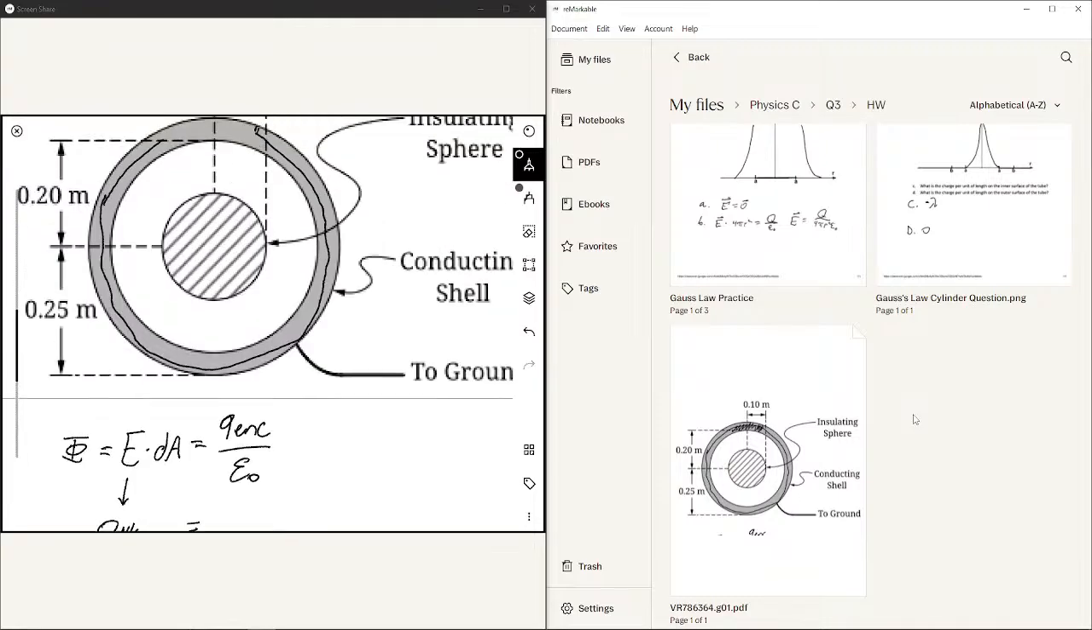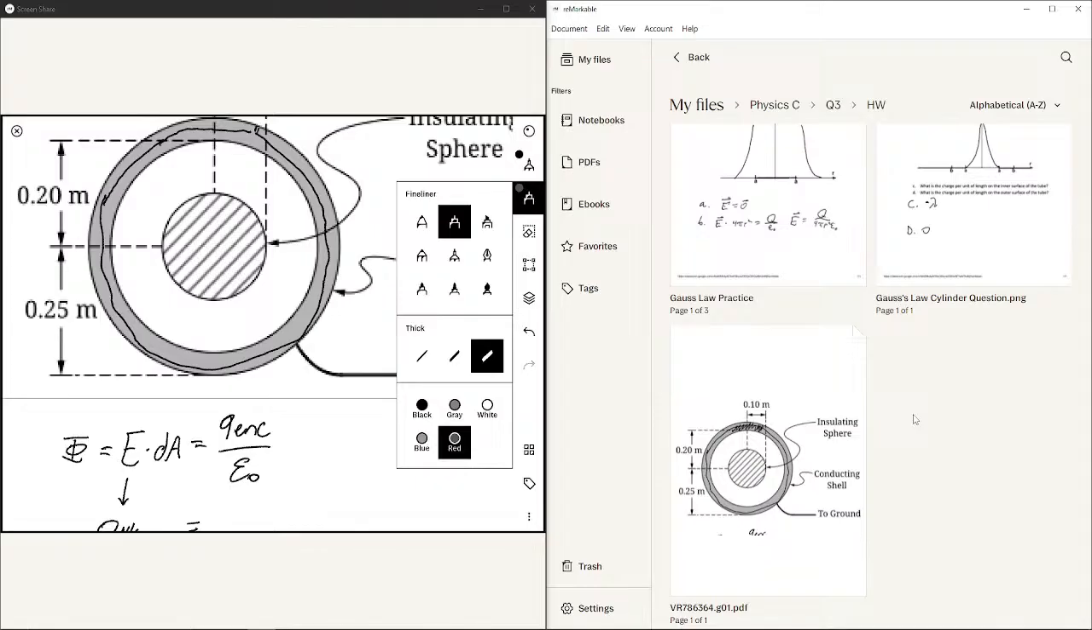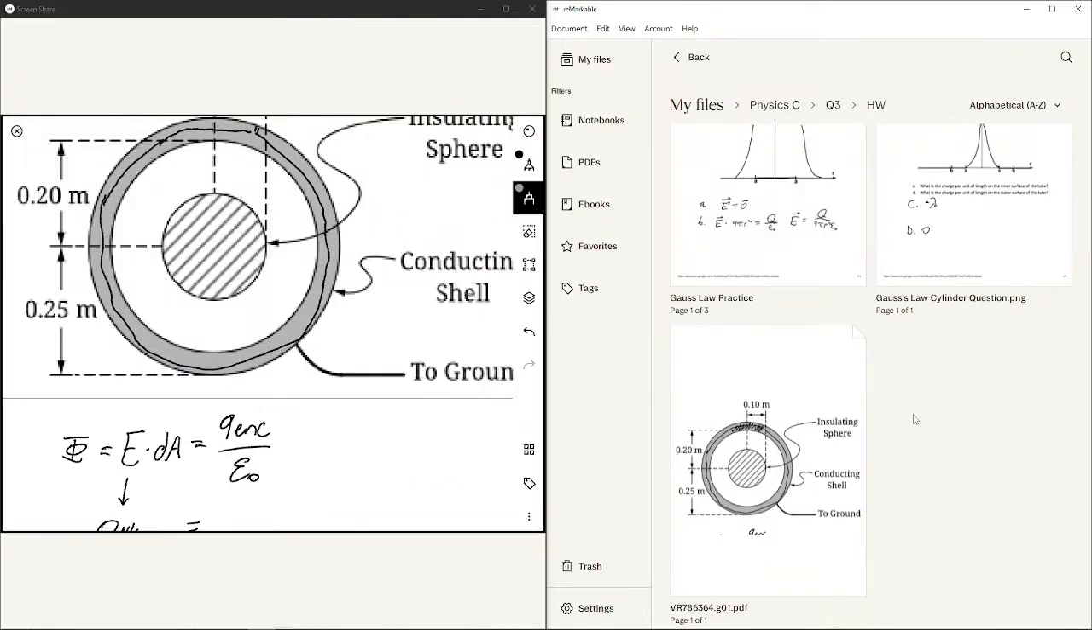So Q enclosed. Let's look at all the charges enclosed by the sphere, right? How do we do that? I'm going to make a bunch of charges. We know that the sphere is positively charged, and positive attracts negative, so it's going to be negative all along the surface. So it's going to be positive on the outside.